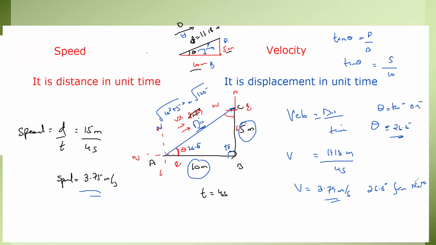Or I can say from east, not north. So 26.6 degrees from the east, because this is the east, or I can say north of east, because when I move toward the north from the east, this will be 26.6. Or I can measure this angle as 90 minus 26.6, so I can say that angle is east of north.